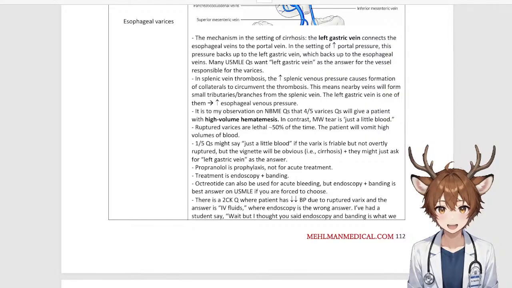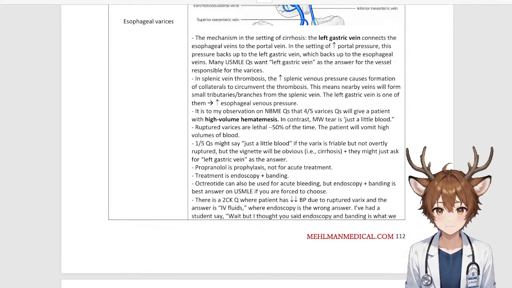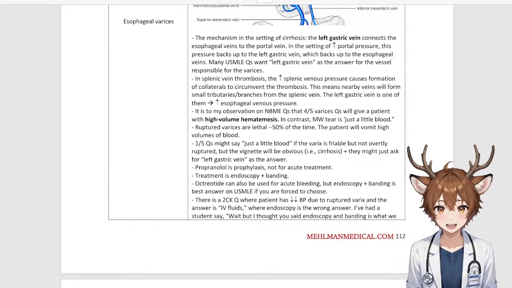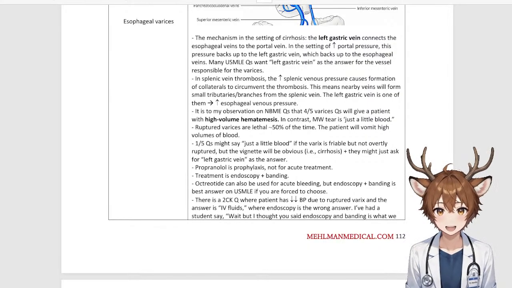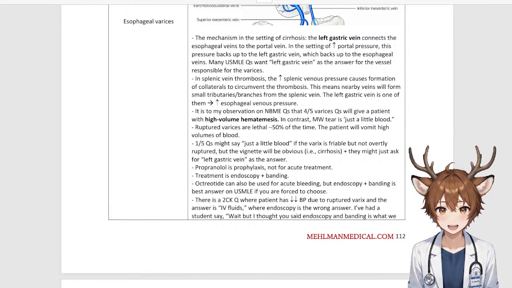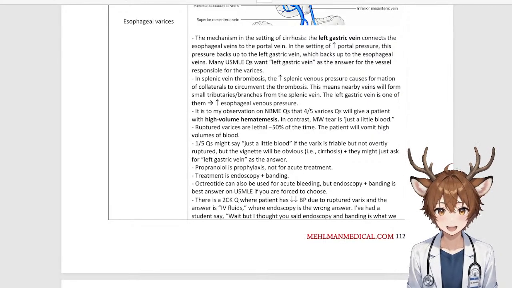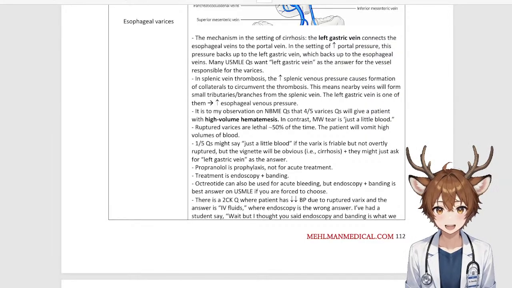Propranolol is prophylaxis, not for acute treatment. Treatment is endoscopy plus banding. Endoscopy plus banding for treatment. The prophylaxis is propranolol. Octreotide can also be used for acute bleeding, but endoscopy plus banding is the best answer on USMLE if you are forced to choose.